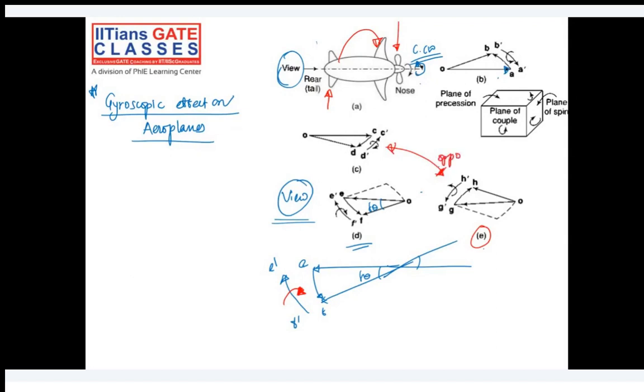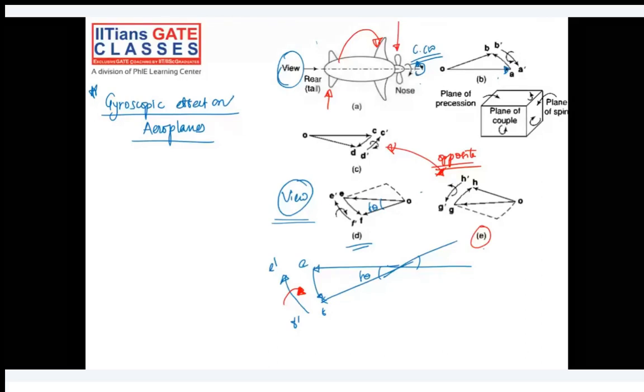So what can we conclude out of it? We can conclude that the gyroscopic couple depends on the direction in which the propeller or rotor is rotating, whether it's clockwise or counterclockwise. If the axis is on the left side, depending on the clockwise or counterclockwise direction of rotation of the propeller, the situation will change. In one situation the nose will come down, in another situation the nose will go up.